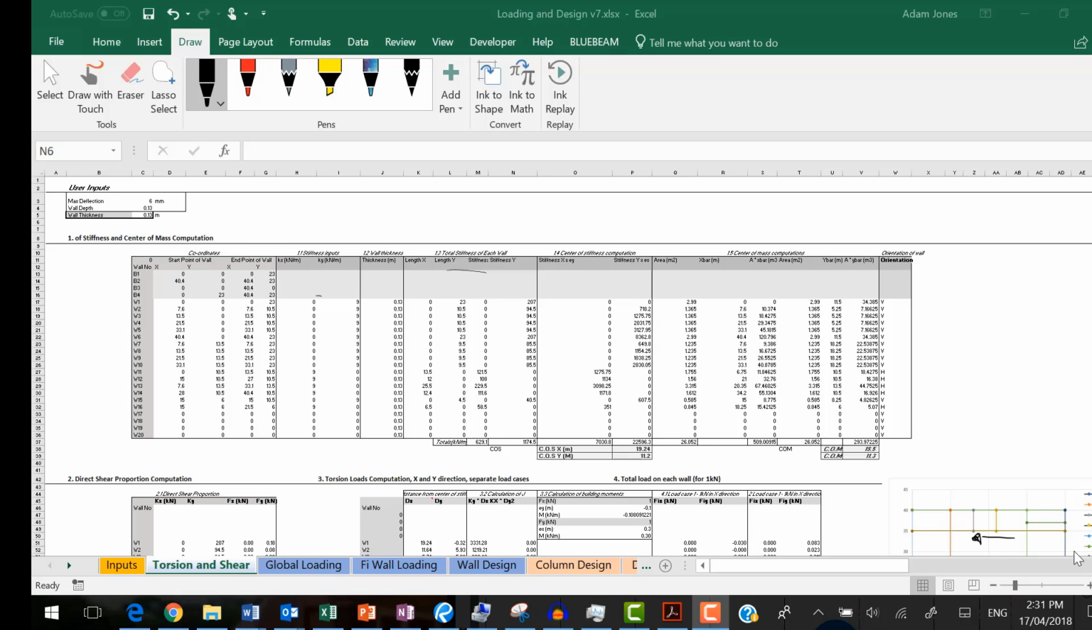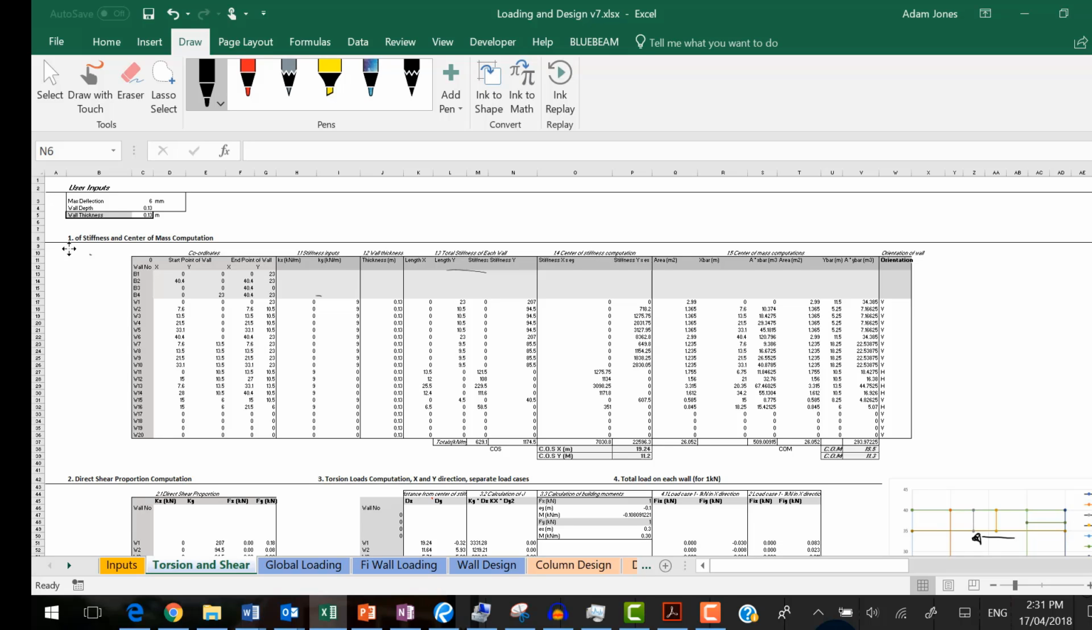So this sheet here calculates the torsion and shear for each wall. So we have the stiffness and centre of mass computations here. We have the wall thickness, that's to calculate the centre of mass. If there's going to be different mass per wall, we can change that around.